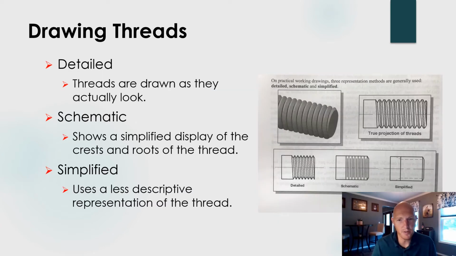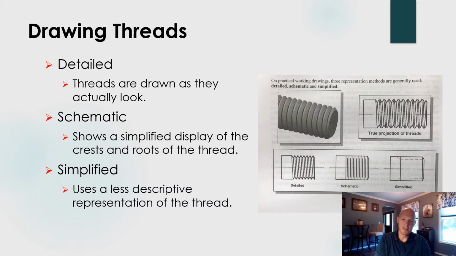When it comes to drawing threads, the threads are going to be shown in different ways. So you can get a detailed drawing shown as the thread actually looks. Those are a little bit more rare because they have more detail than what you normally need. More common thread drawings are going to be schematic or simplified. Schematic, the threads are represented by lines, and simplified just by a dashed line.